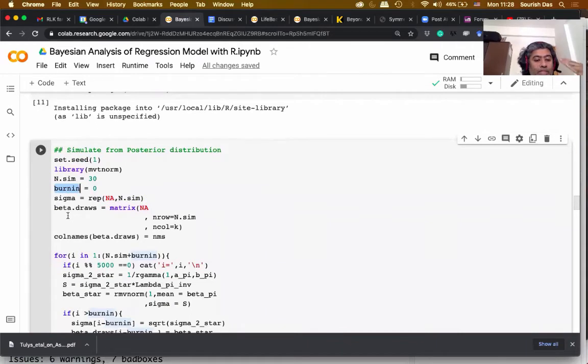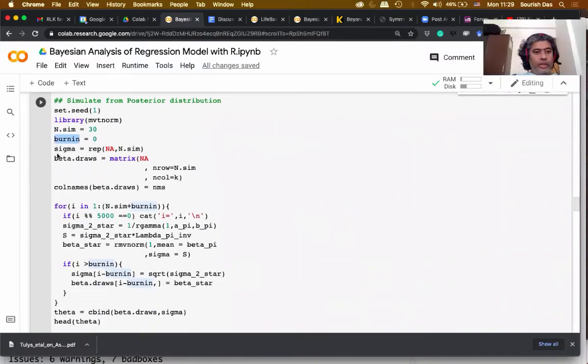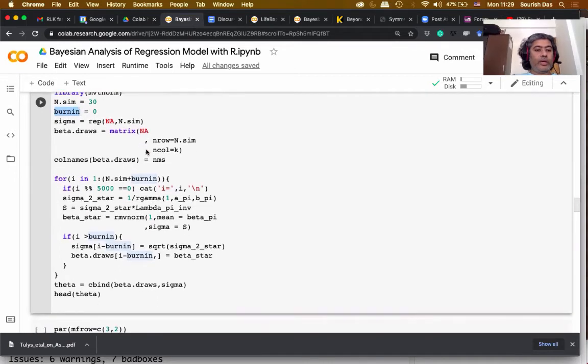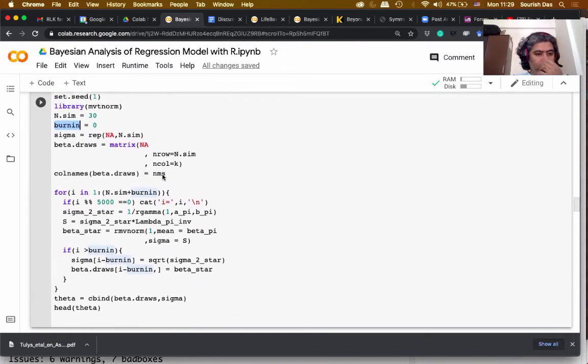If you look at the algorithm, this is burn-in, and then I'm creating a sigma vector of simulation size, and a beta matrix. Beta will have k columns, the number of rows will be the simulation size, and all values are NA. The column names will be alpha, beta, whatever names you give. Now the iteration starts. I'm saying that every 5,000 iterations you just print the iteration number.